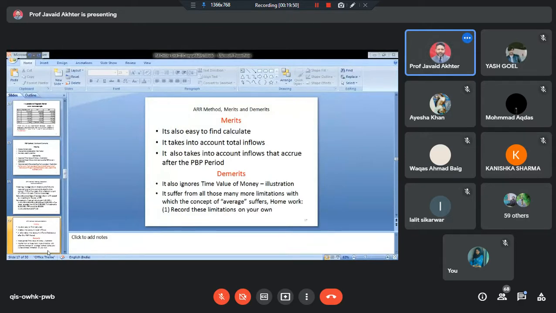One of our teachers used to give an example. If somebody keeps his head in a refrigerator and legs on a heater, on an average he will be comfortable. So this is the limitation of average.